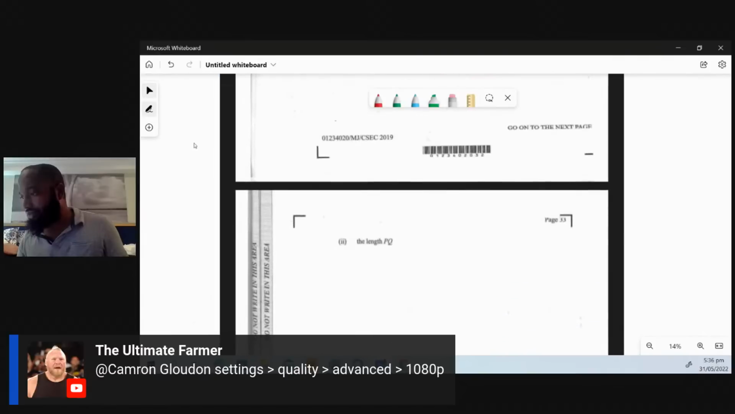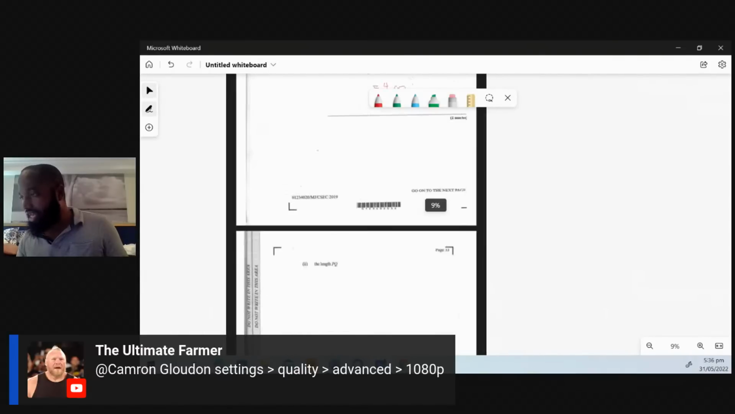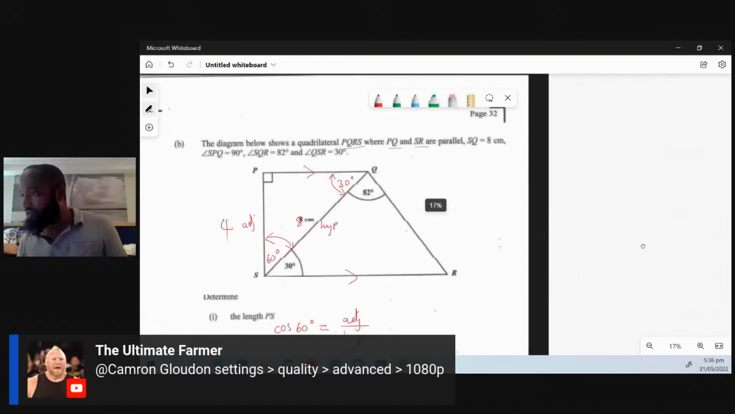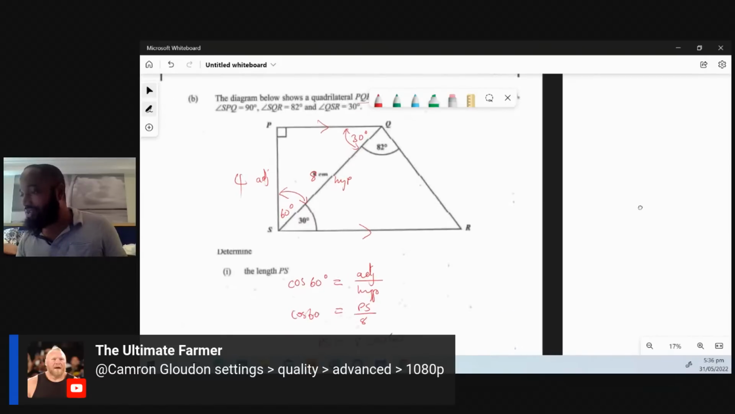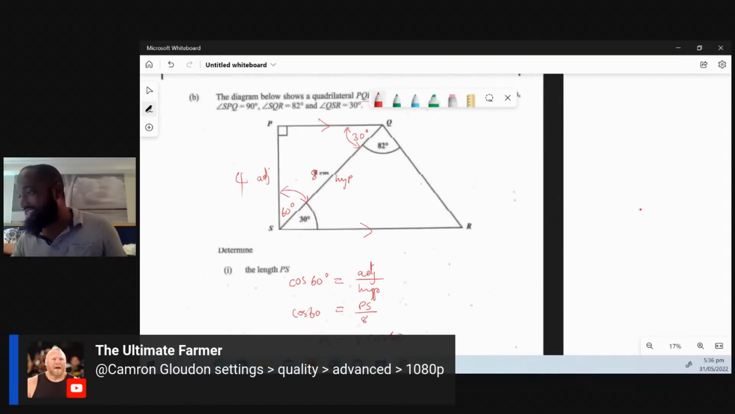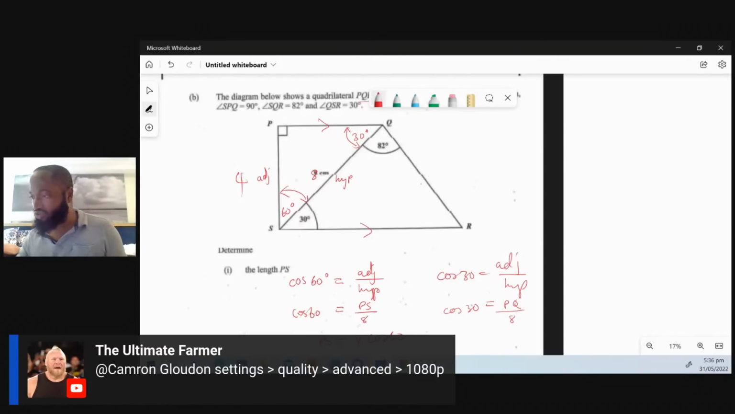The length PQ. So PQ. All right, so what is PQ? Well, cos of 30 is adjacent over hypotenuse. Oh, you can get the sine. You can do it the other way around too. So PQ would be 8 over cos of 30. So 8 over the cos of 30 is how much? It is 4 root 3. So PQ is 4 times root 3.